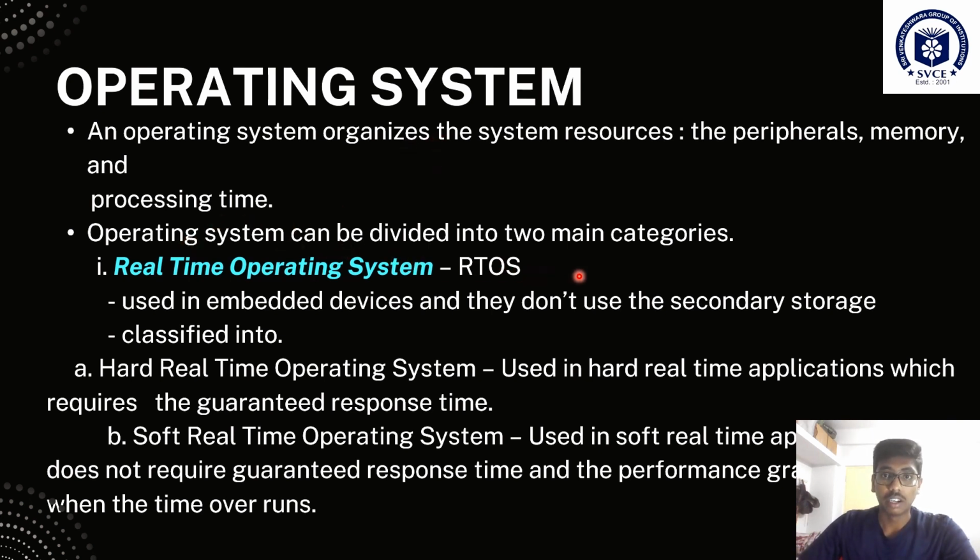Operating systems can be divided into two main categories. The real-time operating system (RTOS) is used in embedded devices, and they don't use secondary storage. These are further classified into the hard real-time operating system, used in hard real-time applications, which require a guaranteed response time. The second one is the soft real-time operating system, used in soft real-time applications, which does not require a guaranteed response time, and the performance degrades when the time overruns.